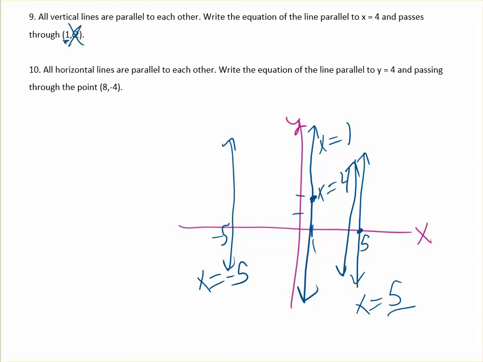And then the next part says all horizontal lines are parallel to each other. All horizontal lines are of the form y equals some number. So which part of this coordinate do you think you'd use? Would you use the x part or the y part? So think about that and answer these questions.